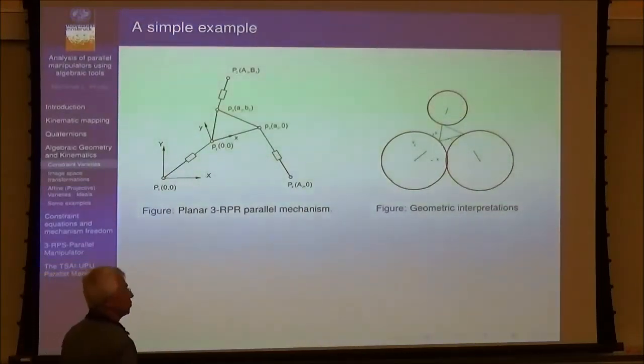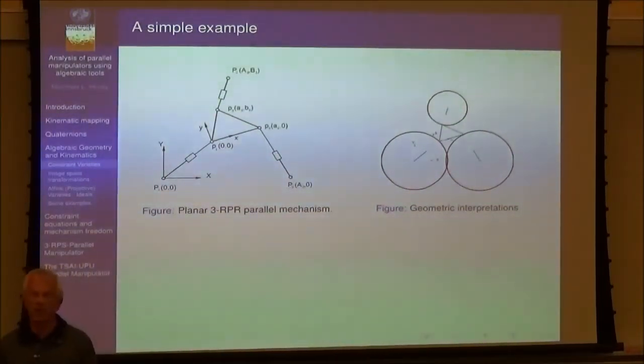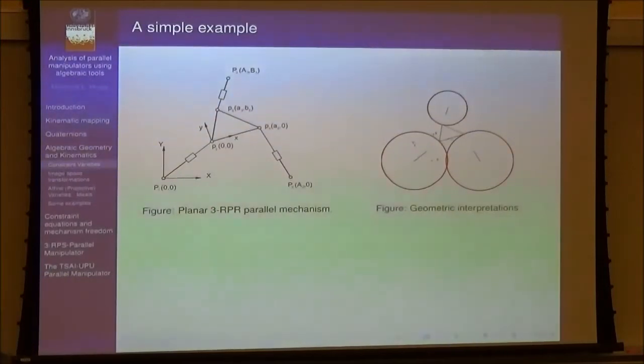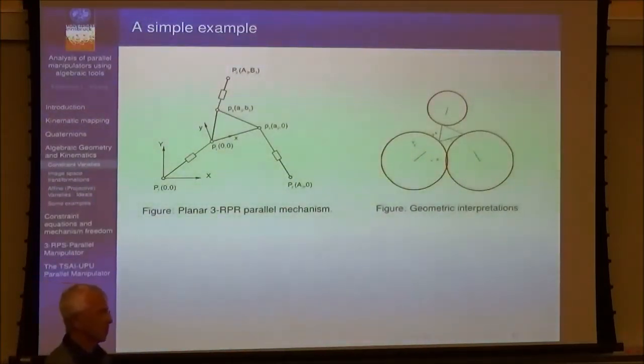Now we are interested to solve the so-called direct kinematics. In the direct kinematics, we know where P1, P2, and P3 in the fixed plane are. We know the layout of the moving platform. And additionally, we know how long these legs are. The question is, how can we assemble this manipulator?